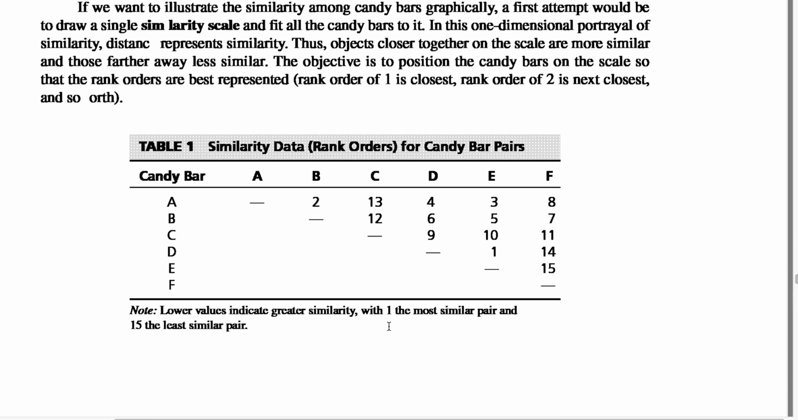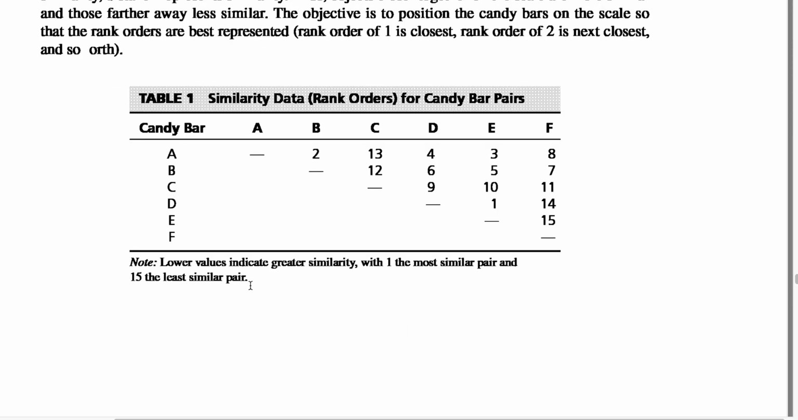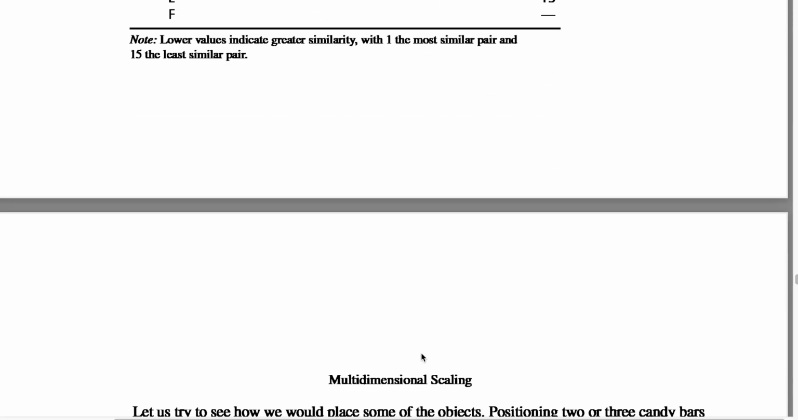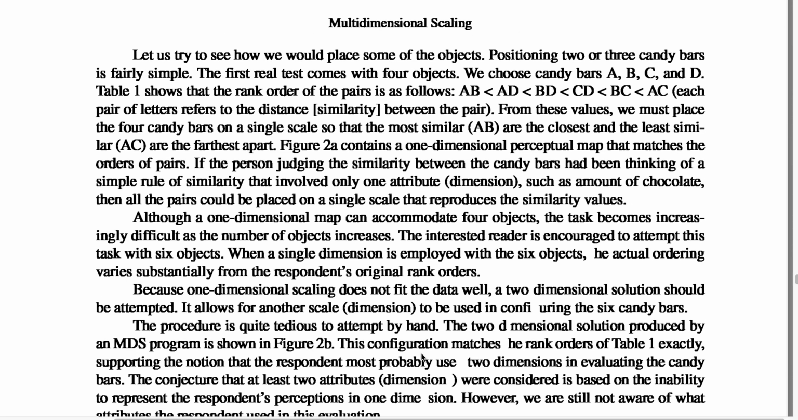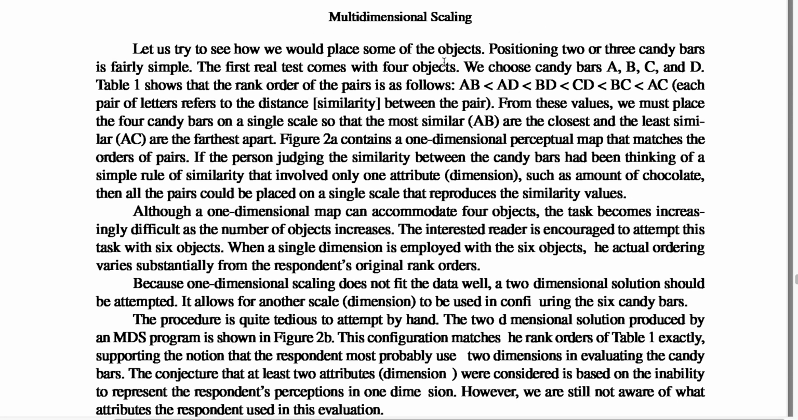Let's talk about Table 1. This shows the similarity data, the rank orders of the candy bar pairs. Note, lower values indicate greater similarity, with 1 the most similar pair and 15 the least similar pair. Let us try to see how we would place some of the objects. Positioning 2 or 3 candy bars is fairly simple.